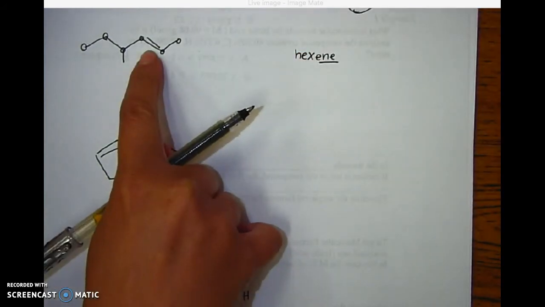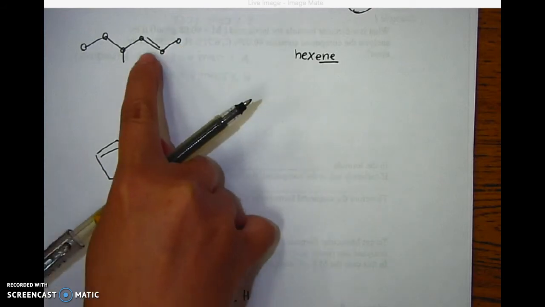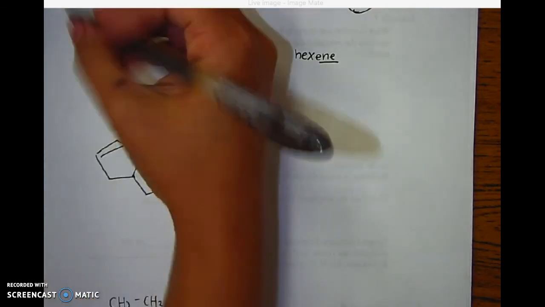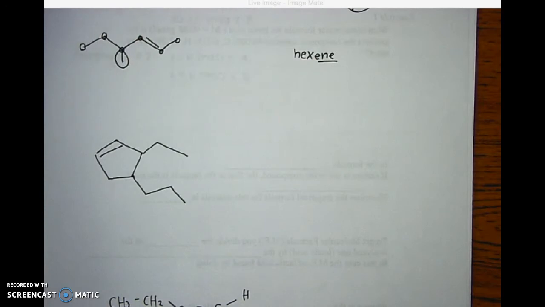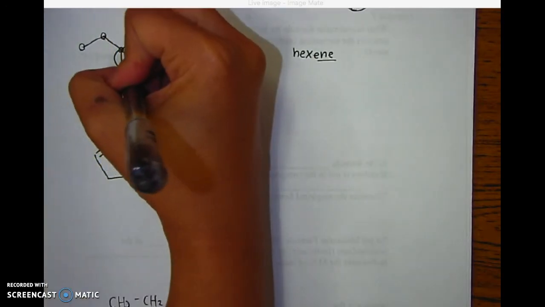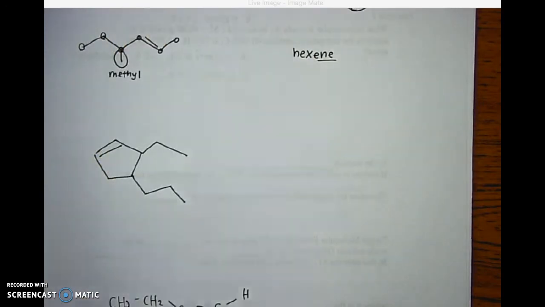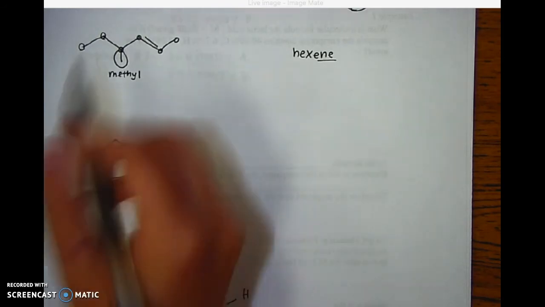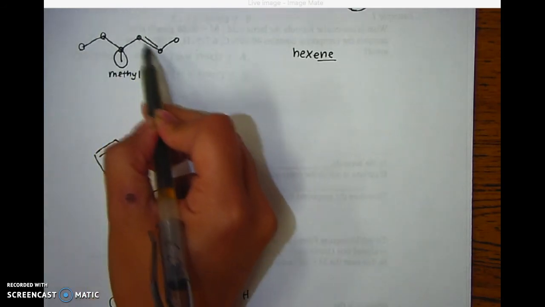and we're going to add on an ending of -ene just because there is that double bond. The next thing you want to do is you want to come up with the naming system for this, and I know that this guy right here is going to be a branch. There's 1 carbon, so it's a methyl.